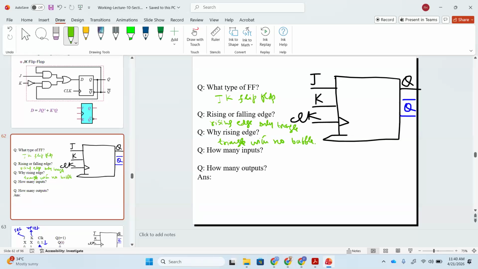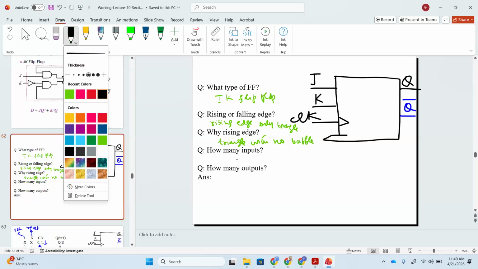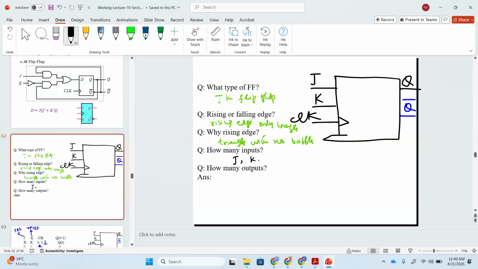How many inputs are there? 3. What are the names of these inputs? J, K and the clock. How many outputs are there? 2. Q and Q bar. Any question? Two outputs, just looking at the block diagram. Got it or not got it? Any question?